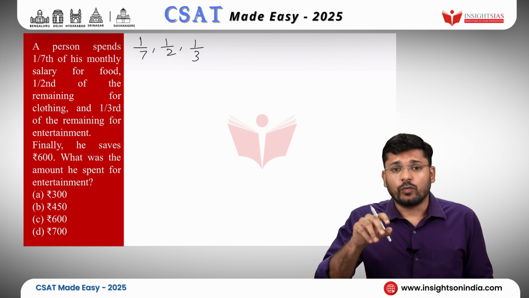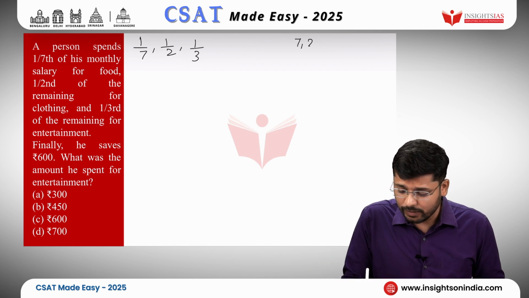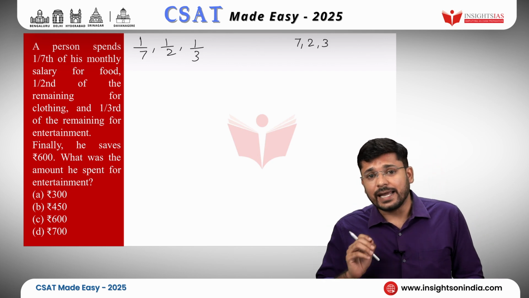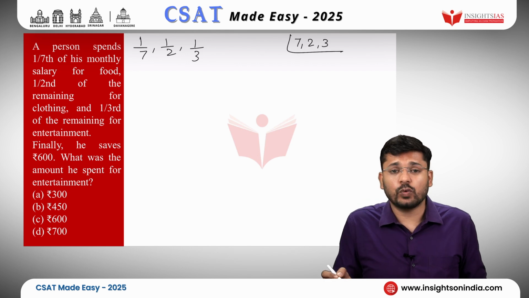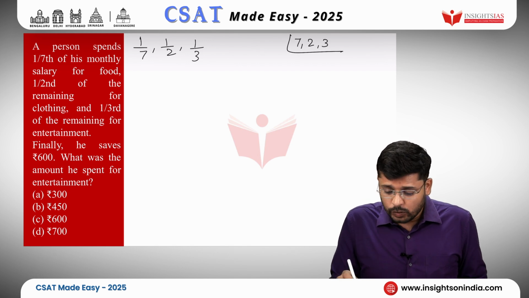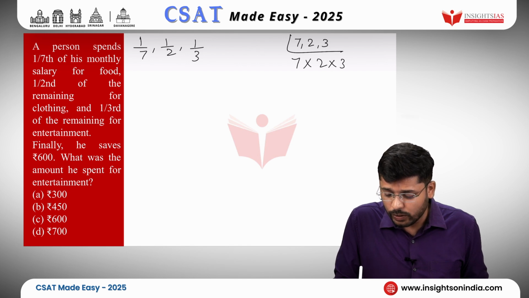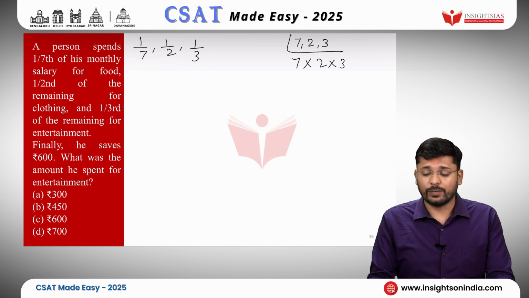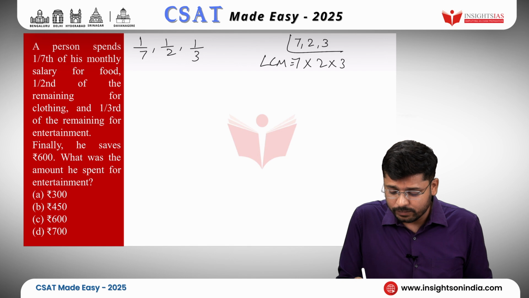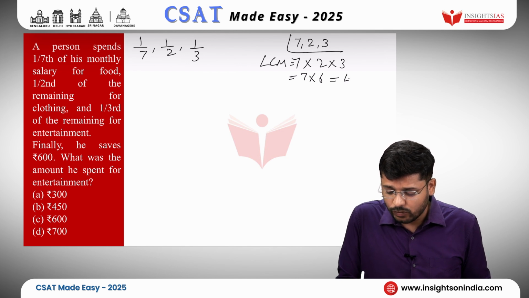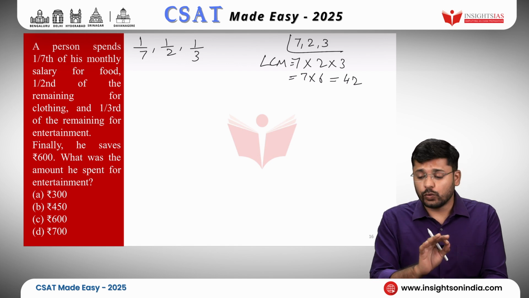What will we do next? We will find the LCM of the denominators. What are the denominators? 7, 2 and 3. Is there any number which divides either 2 or more of these numbers 7, 2 and 3? No. So there is no number to divide 7, 2 or 3. So we will just multiply 7 into 2 and 3. If there is no common factor, we will just multiply the numbers and that will be your LCM. So LCM would be 7 into 2 into 3. It would be 7 into 6, that is 42. And we will assume this person's monthly salary to be 42 coins.